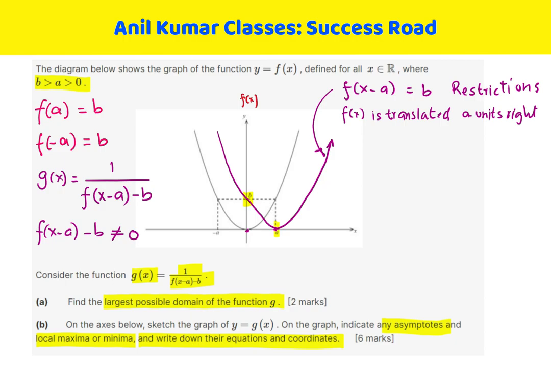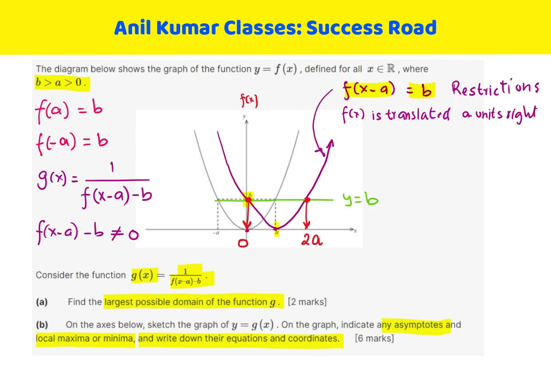Now you have to find where this is equal to b. So let me extend this line y equals b, right? What do you notice? Clearly, in the new graph, it intersects at 2 points. These are the 2 points where f of x minus a is equal to b. Can you tell me what these points are? Clearly these points are 0 and 2a, right? Because you moved by a units to the right.